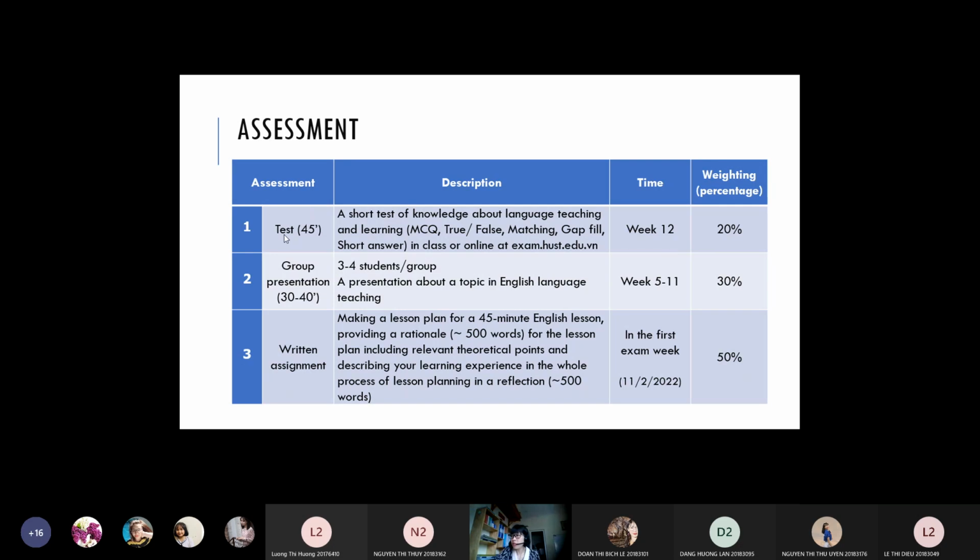Okay, and well, for the group presentation, there are 26 students in our class, so it means you will have 7 groups: 5 groups of 4 students, and 2 groups of 3 students. Right, I will type it here.